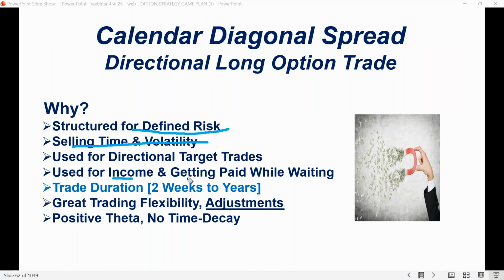Great for collecting income, getting paid while you're waiting for the trend to kick in. If you're looking for an uptrend or downtrend, we can structure it either way. Trade duration on these can be 2 weeks up to years. Great trading flexibility. Adjustments, we can do so many different things. Positive theta, no time decay. So it's kind of what I call my flexibility trade.